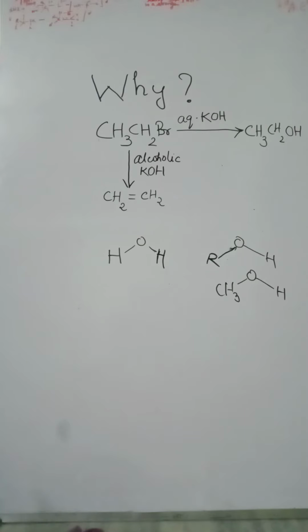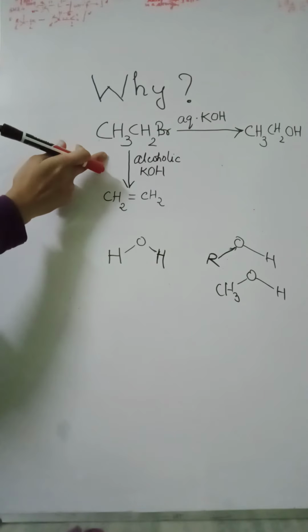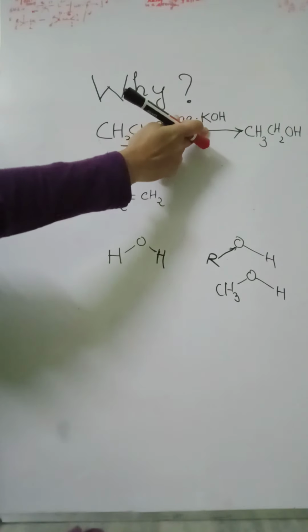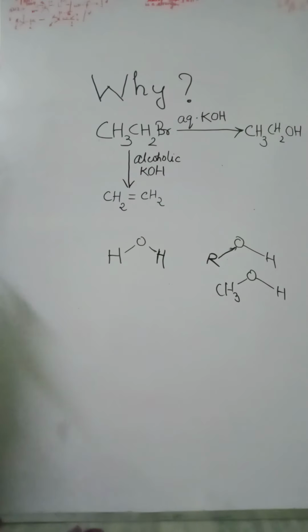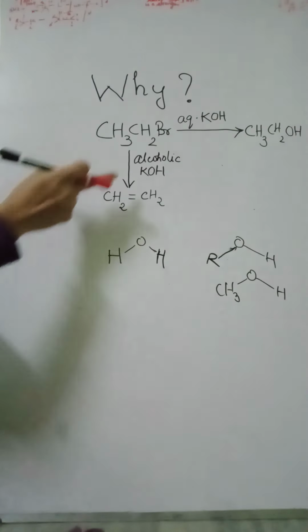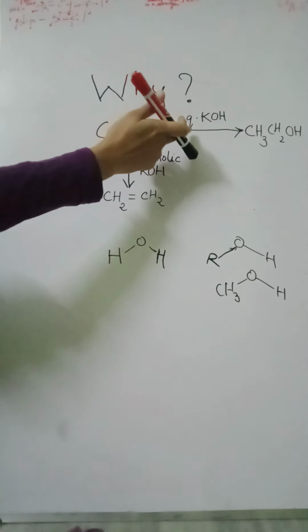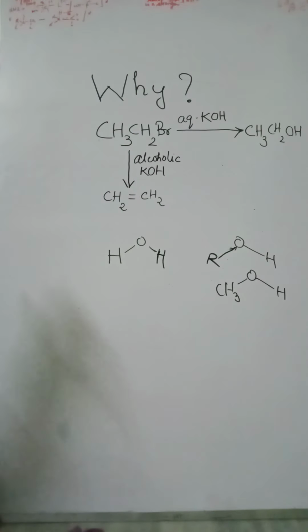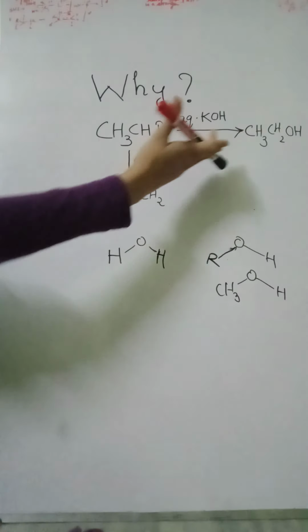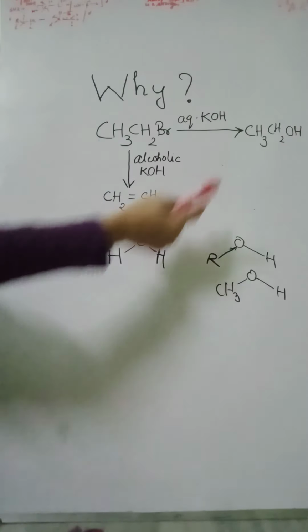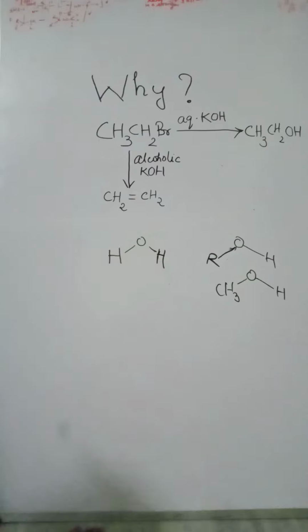Hello all of you. Today we will answer the question why ethyl bromide when treated with aqueous KOH yields alcohol, but when the same is treated with alcoholic KOH the product we obtain is an alkene. If you look at this equation, the only change we are having is the medium from aqueous to alcoholic, and the products being formed are drastically apart. In one case we are getting an alcohol, in the other case we are getting an alkene.